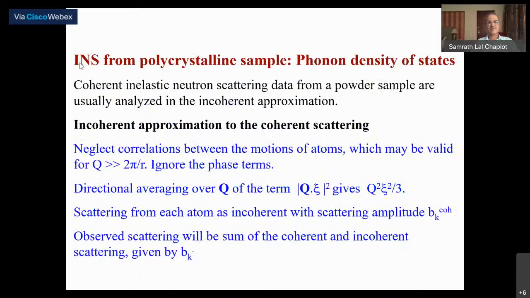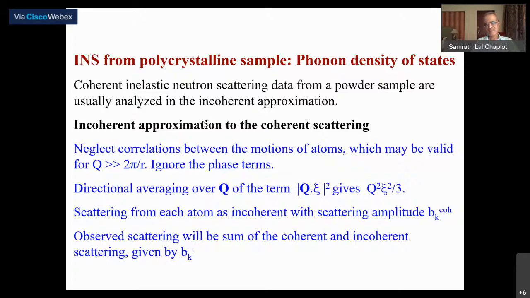Now, the inelastic neutron scattering from polycrystalline samples, we also discussed, and this we can use to determine the phonon density of states. Once it is a polycrystalline sample, it has a large number of grains or particles, which are oriented in different directions. So if there is no preferred orientation, then all the orientations are available, and therefore what you will measure is actually an average over all the directions. So this is usually analyzed in what we call the incoherent approximation.